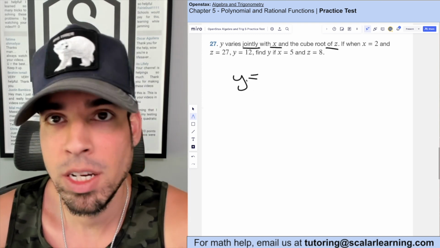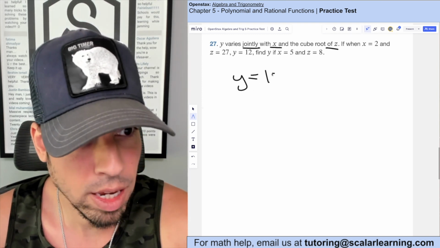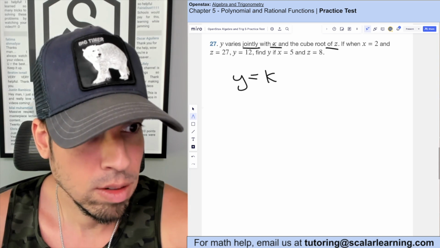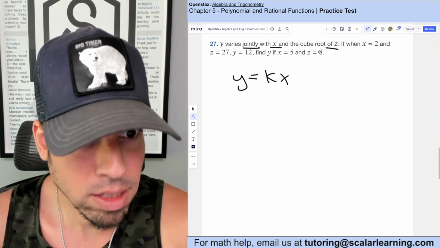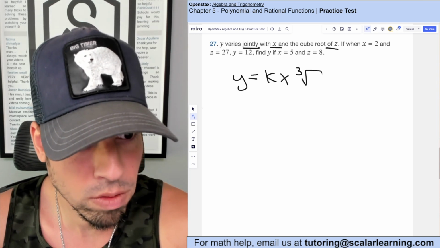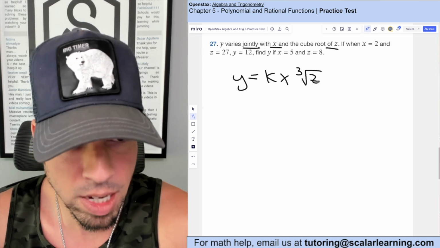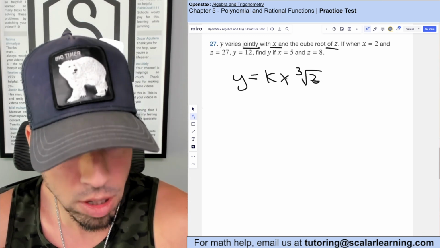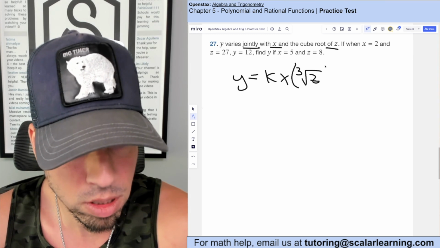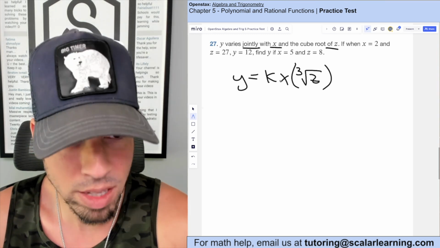For this one, it says y varies jointly with x and the cube root of z. So that's like direct variation with both of those. So it's y equals k times x, right? Jointly with x and the cube root of z. So it's just all one big multiplication string, right? K times x times the cube root of z. Let's put parentheses here so we don't get that confused with x cubed.